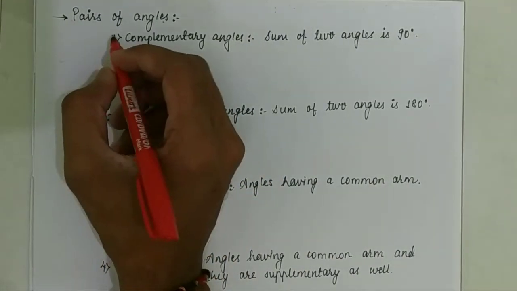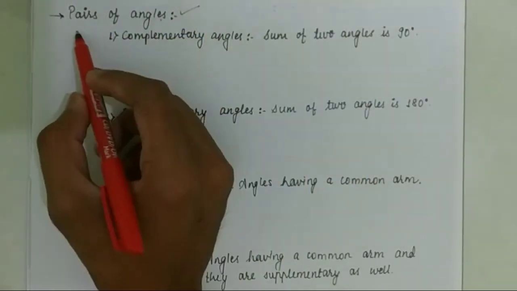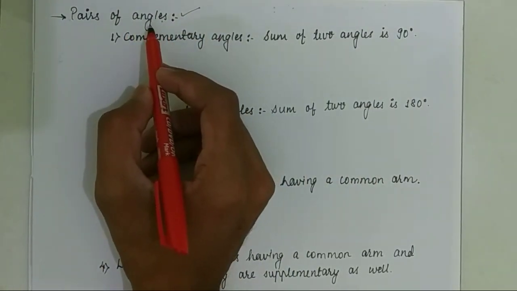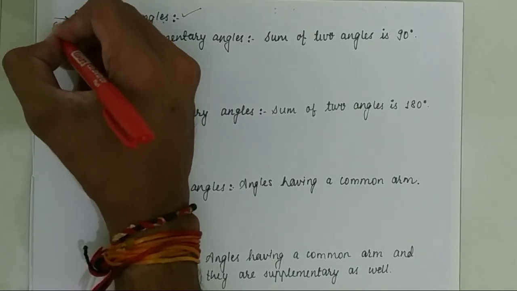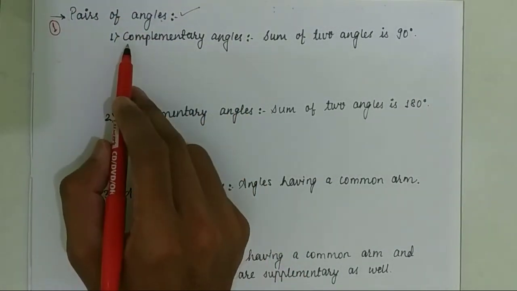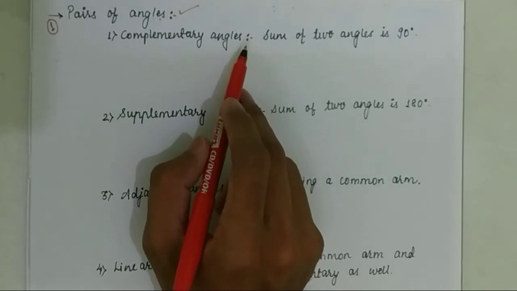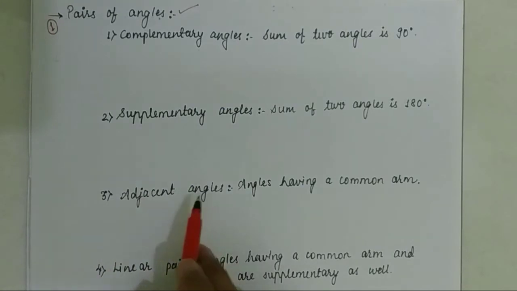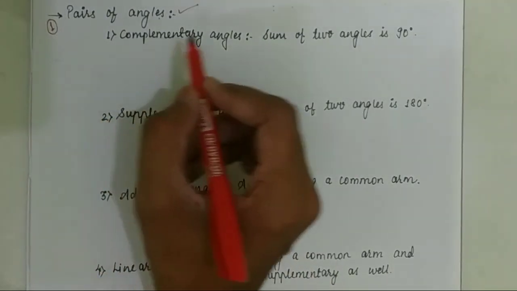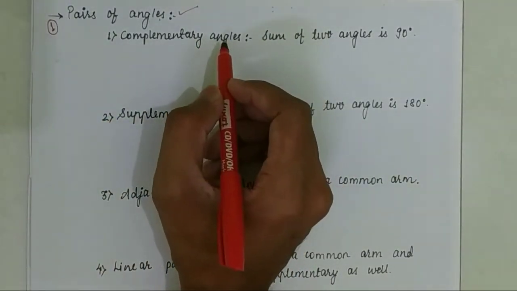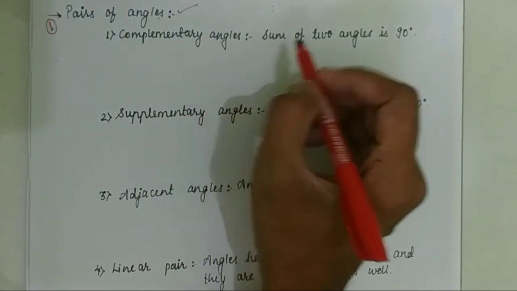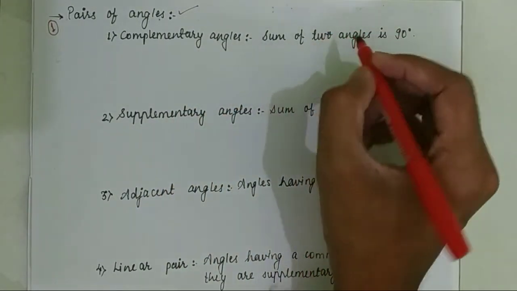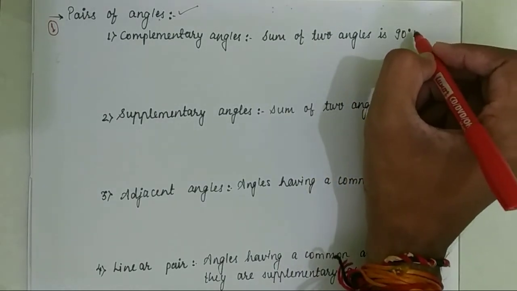Now the main part of our chapter is pairs of angles. The first topic of our chapter is pairs of angles. Complementary angles. There are five types of pairs of angles: complementary angles, supplementary angles, adjacent angles, linear pair, and we will see in the next page, vertically opposite angles. Okay, the first is complementary angles. Complementary angles are two angles which, when we add them, give a measure equal to 90 degrees.